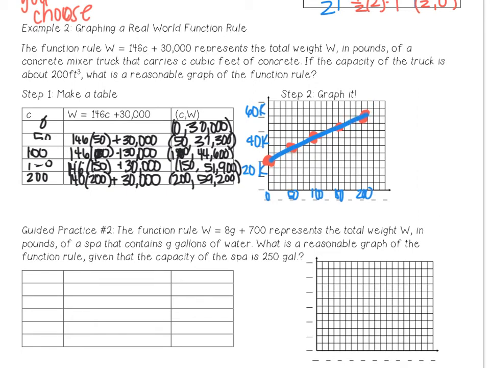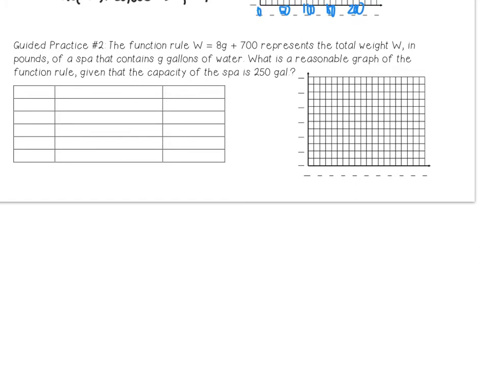All right, guided practice number 2. Okay, the capacity of the spot is 250 gallons, which means I can't go over 250. That's going to be my most. And that's going to be my number of gallons. And over here I'm going to have the point gallons and weight.